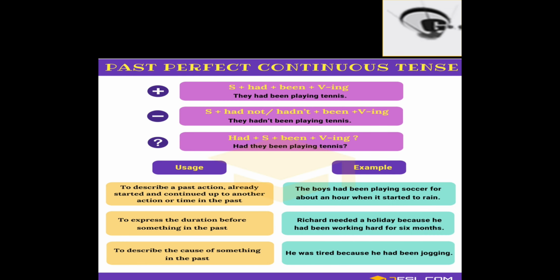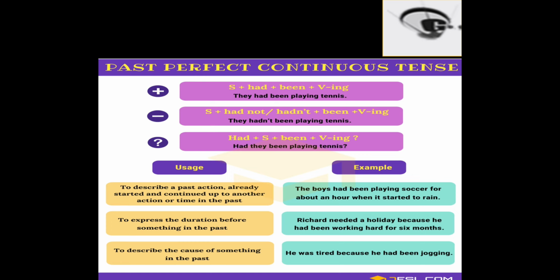Next, we have the past perfect continuous tense and its usages. Firstly, to describe a past action already started and continued up to another action or time in the past. For example, the boys had been playing soccer for about an hour when it started to rain.